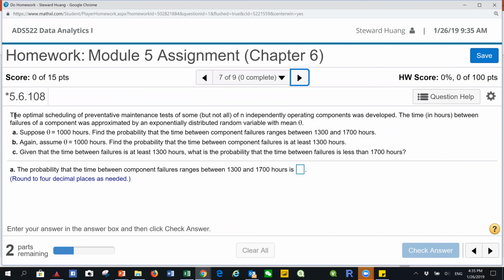The optimal scheduling of preventive maintenance tests of independently operating components is developed. The time between failures of a component is approximated by an exponentially distributed random variable with mean theta. Okay, so with mean theta, this is an exponential distribution question.